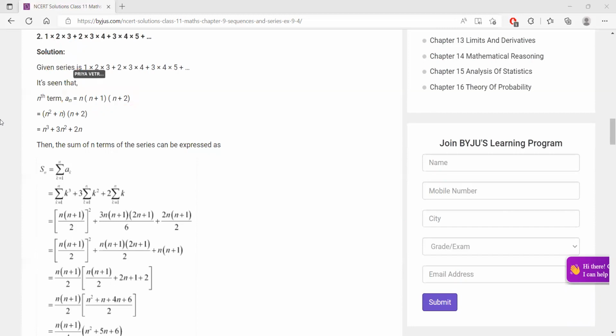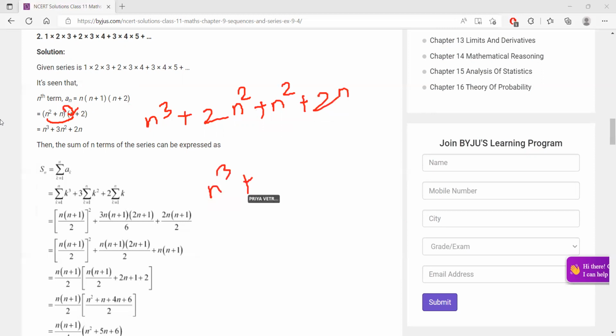So if you simplify this, if you perform multiplication between this, take this and this, you will have n square plus n. Just keep this as it is. And again, you perform multiplication between this. So you will have a cubic equation. N square into n would be n cube. N square into 2 will be 2n square. N into n will be n square. And n into 2 will be 2n. So it will be n cube plus 3n square plus 2n. Can you follow?